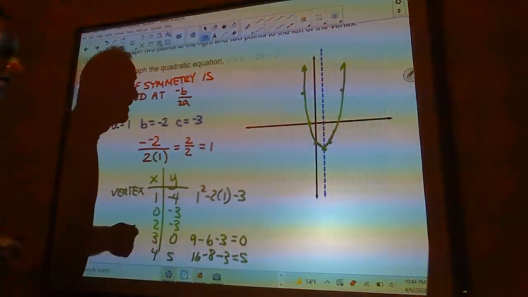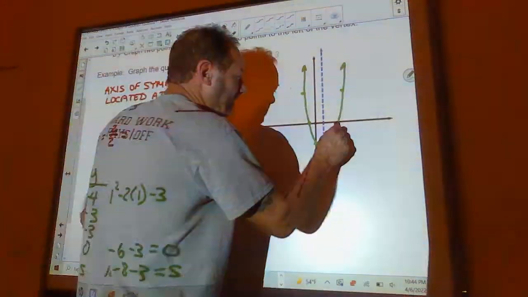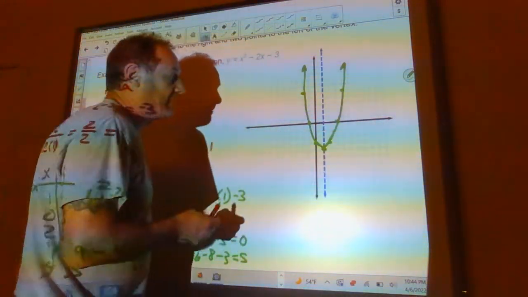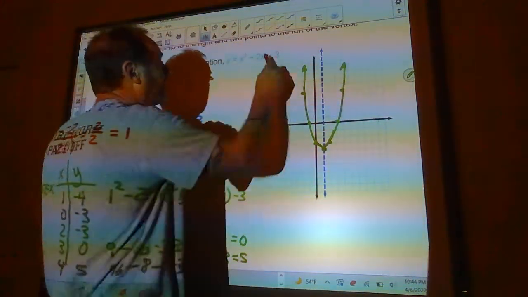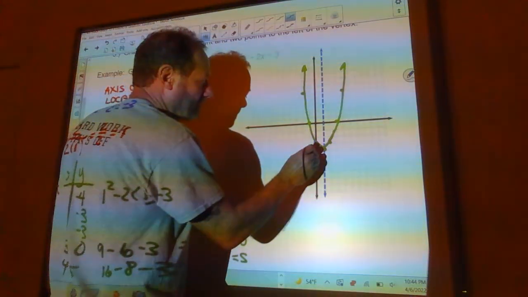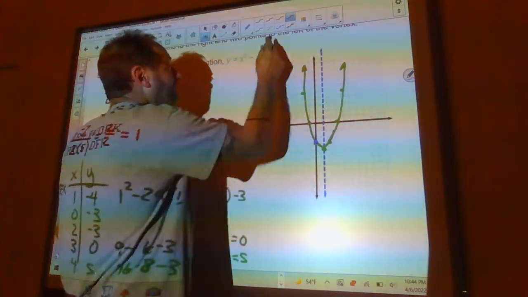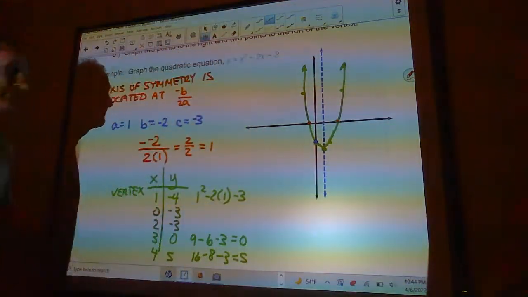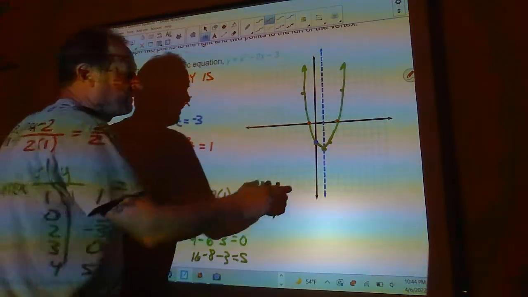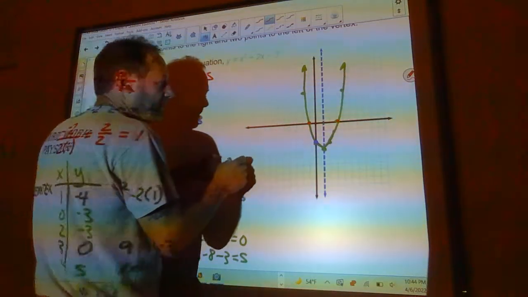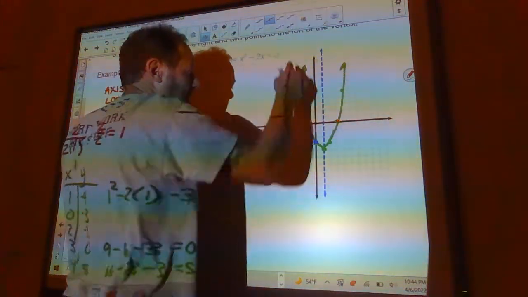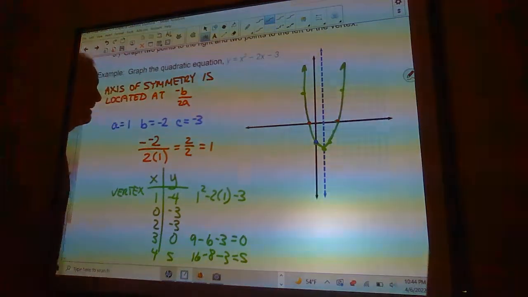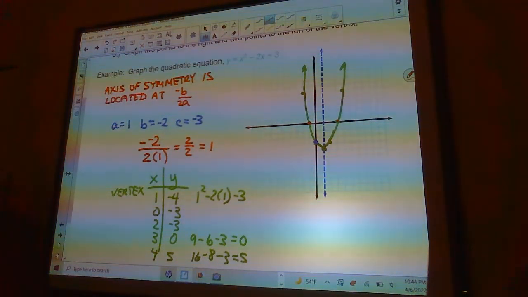But that's okay. Now, the points that I always like to have on the graph, if I can, are the y-intercept, which is right here, and the x-intercepts, which are right here and right here. You can't always get those on your graph because sometimes if my graph's way over here, then my y-intercept might be way up here or way down here. But if I can get them, I'm going to put them on there. Okay? So that's the way I do it.